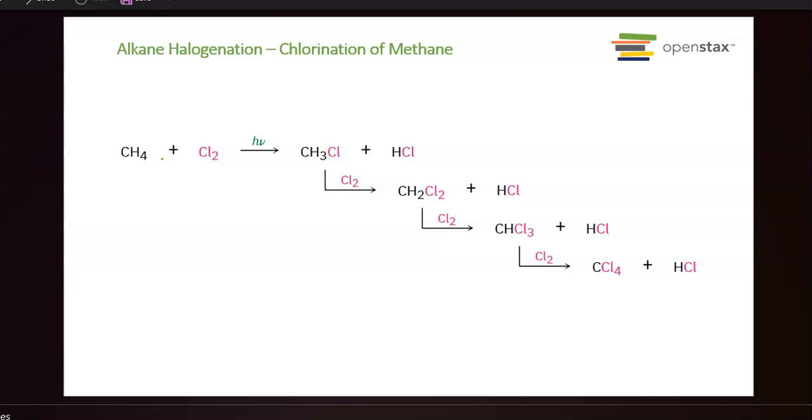So if you replace one hydrogen, you get CH3Cl. Then if you replace two hydrogens, you get CH2Cl2. If you replace 3 hydrogens, you get CHCl3, and if you replace all 4 of them, you get CCl4. So halogenation of alkanes generally results in a mixture of products. So this is not one of the best methods to prepare haloalkanes, but still it is a very common method for us to use to prepare haloalkanes.